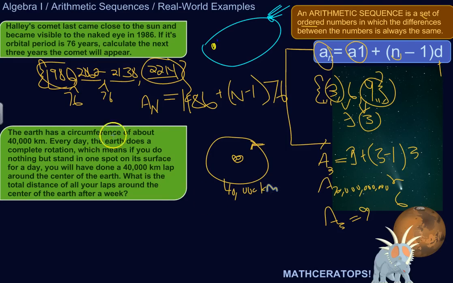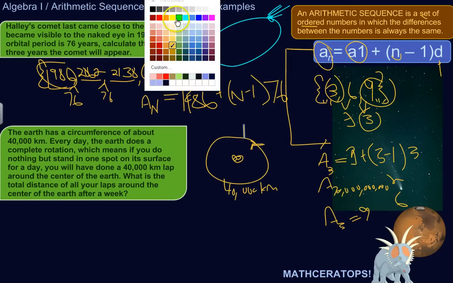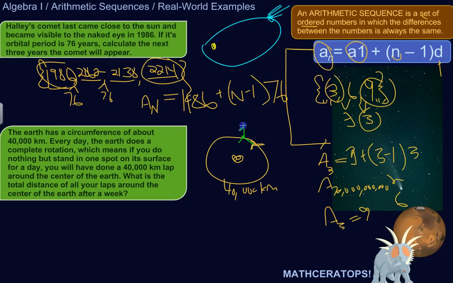Alright, so every day the Earth does a complete rotation. That's what makes the sun rise and set. Which means if you do nothing but stand in one spot on its surface, so here you are, standing on the surface of the Earth, for a day, you will have done a 40,000 kilometer lap around the center of the Earth. So you go 40,000 kilometers, like that. What is the total distance of all your laps around the center of the Earth after a week?